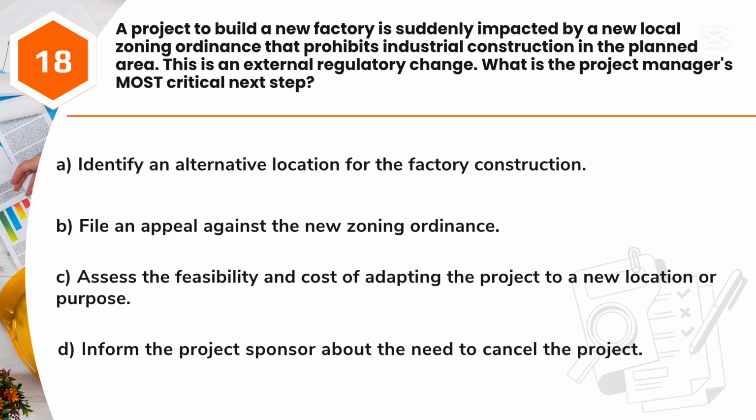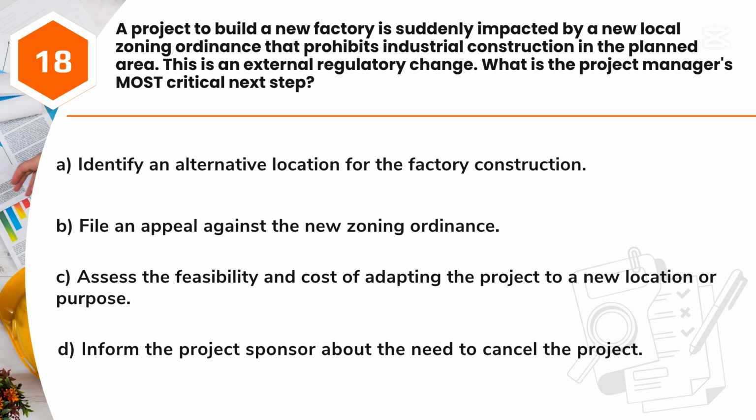Question 18. A project to build a new factory is suddenly impacted by a new local zoning ordinance that prohibits industrial construction in the planned area. This is an external regulatory change. What is the project manager's most critical next step?